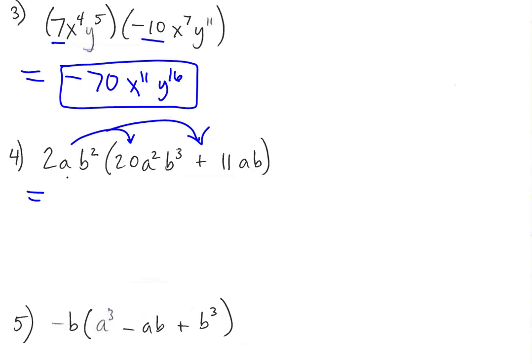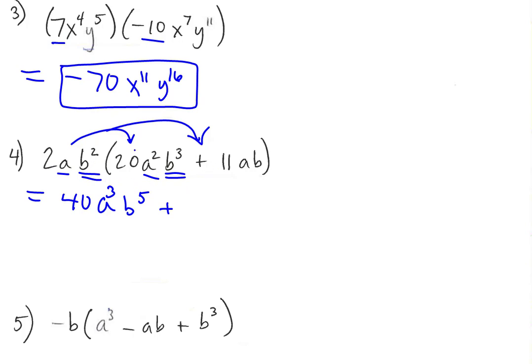So in the first case, when I distribute 2ab squared into the 20a squared b cubed, I can multiply the 2 times the 20, which will give us a 40, the a times the a squared, which will give us an a cubed, and then the b squared times b cubed, which would give us a b to the 5th. And that's the result of the first distribution. Now I add to get to the second one and kind of start over.